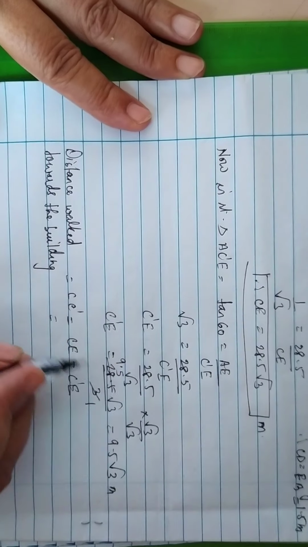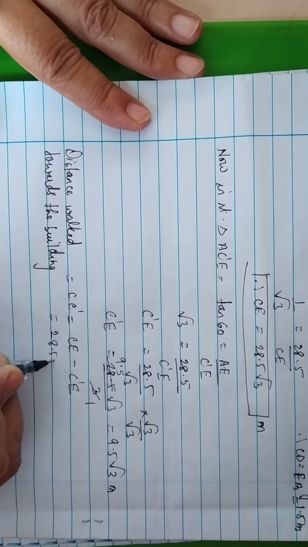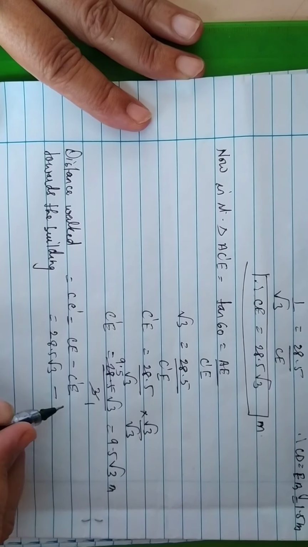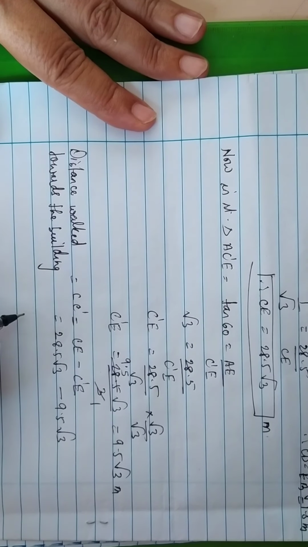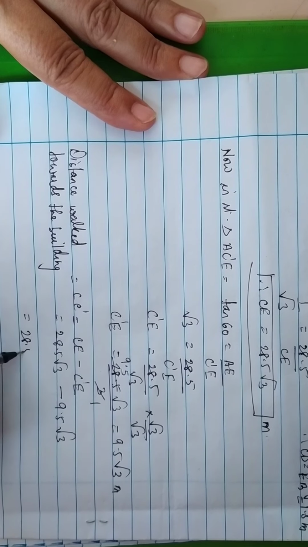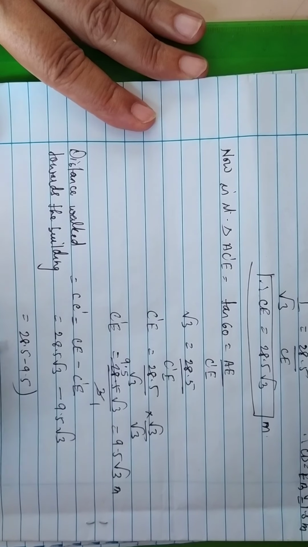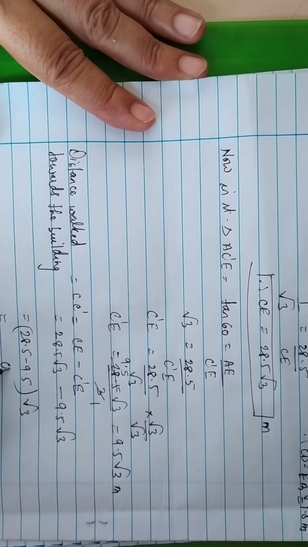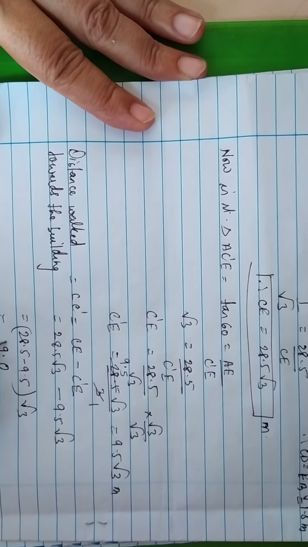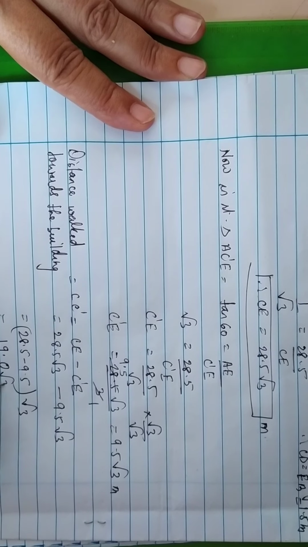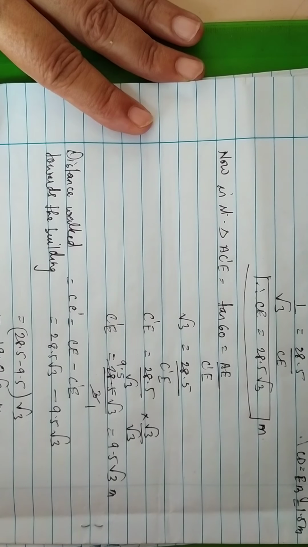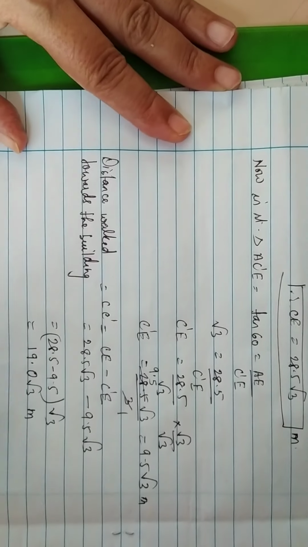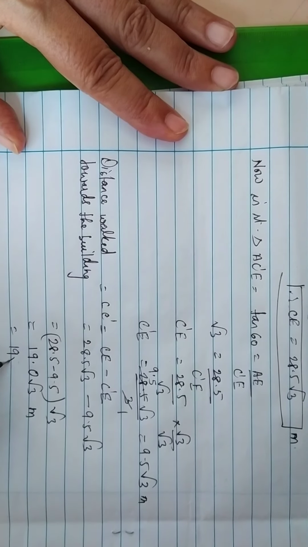Now CE is 28.5 root 3 minus C'E, which is 9.5 root 3. We can take root 3 common: 28.5 minus 9.5 into root 3. So you get 19 root 3 meter, which is the distance he walked towards the building. So this is the distance he walked towards the building.